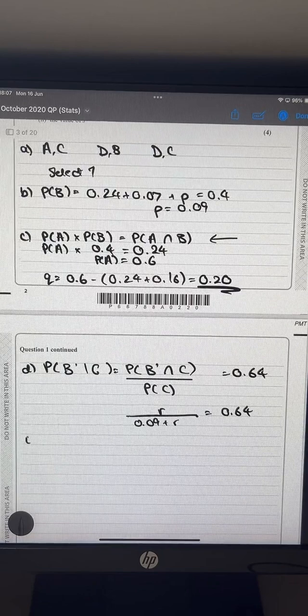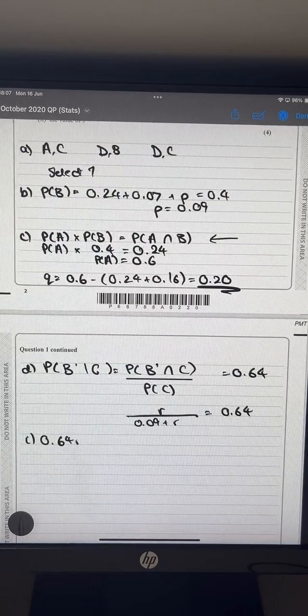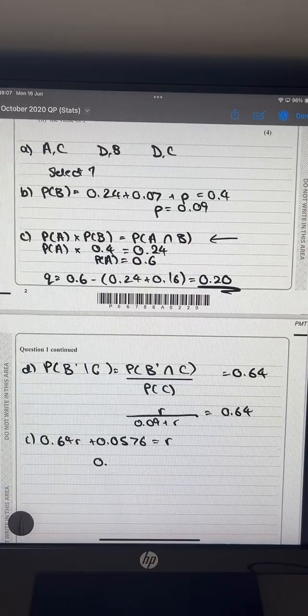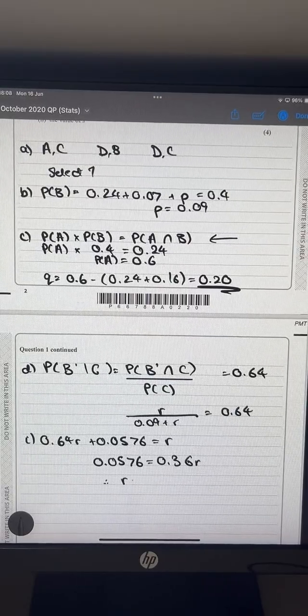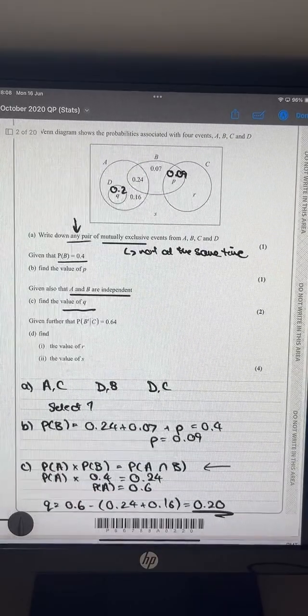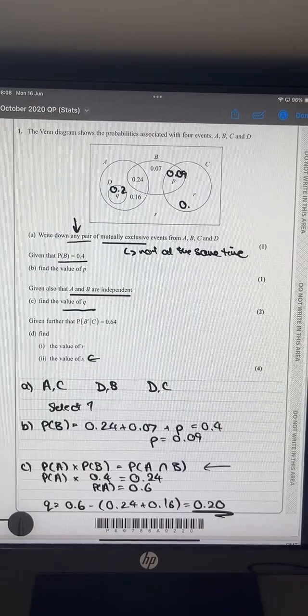And that is equal to 0.64, which is what they've told me. So for part 1, if I just rearrange and solve for R, I get 0.64R plus 0.0576 is equal to R. I've just multiplied this denominator by 0.64. And then if I rearrange, I get 0.0576 equals 0.36R, and therefore R is equal to 0.16. So that's part 1 solved. Now, how am I going to find the value of S? So I'm going to write 0.16 there.